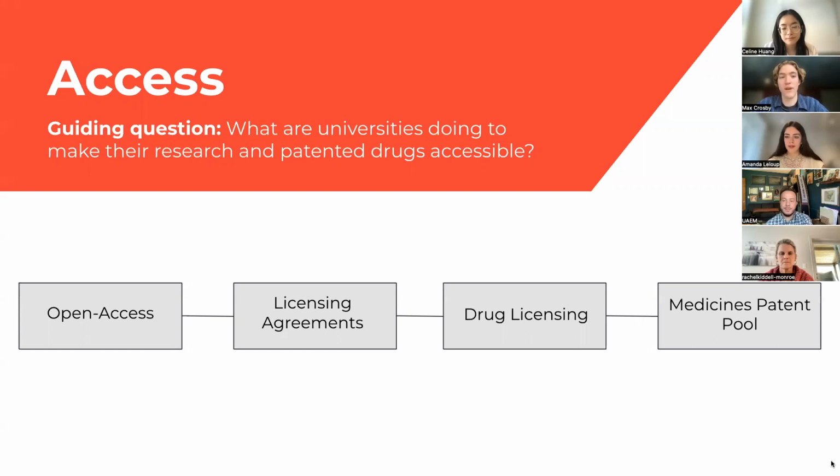socially responsible manner. To examine if universities were doing this, we identified 4 key measurable subtopics: open access, licensing agreements, drug licensing, and contributions to the medicines patent pool. I'll explain all of these 4 categories in brief.